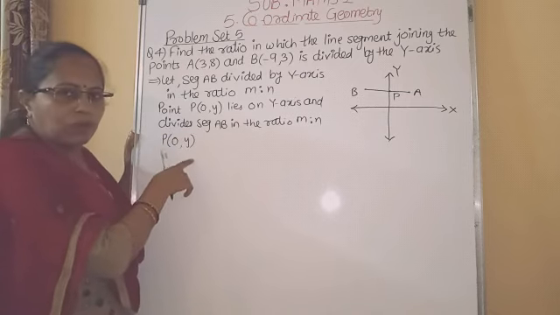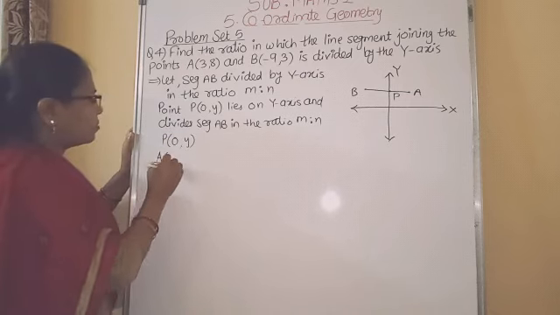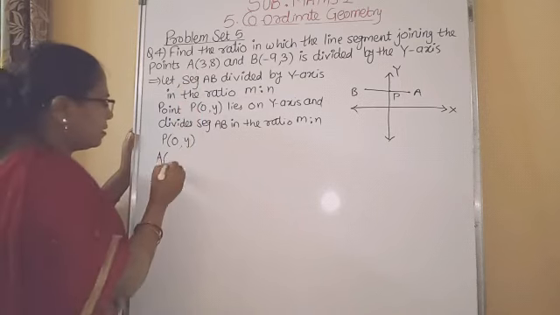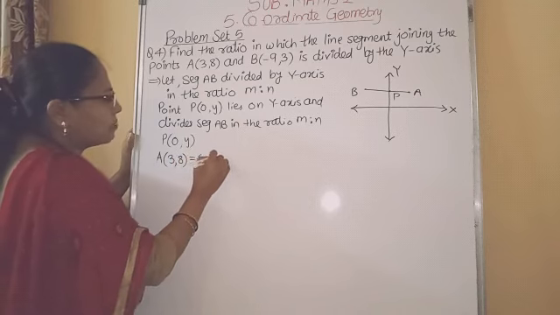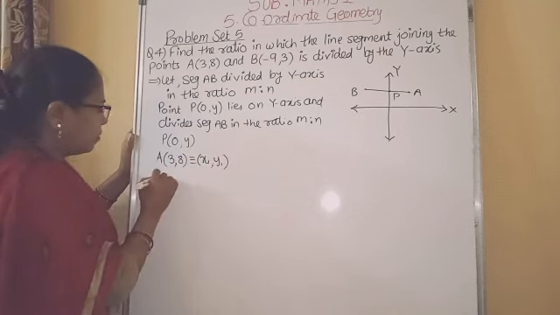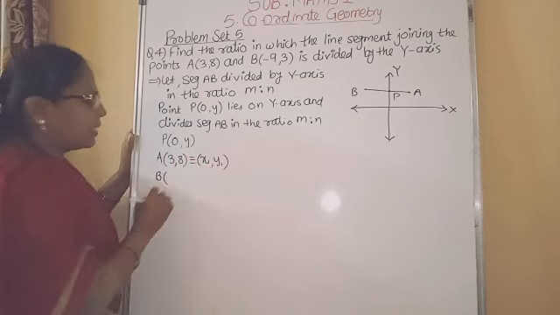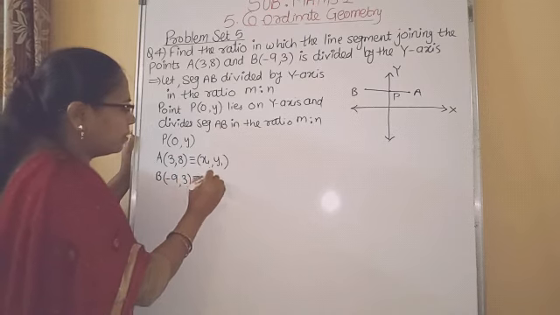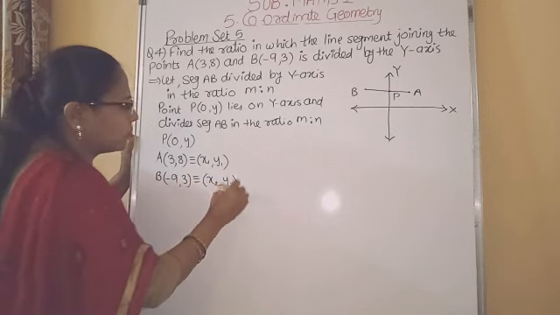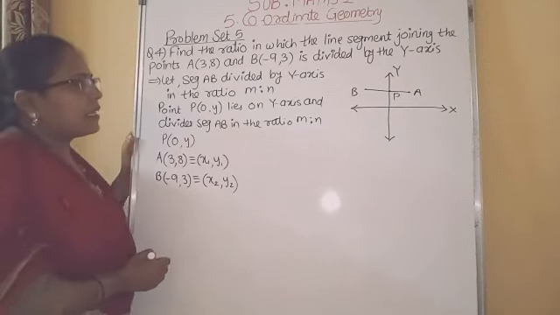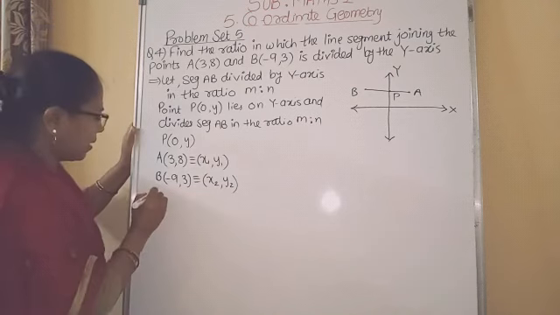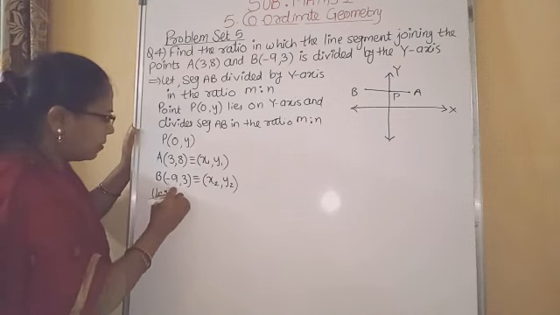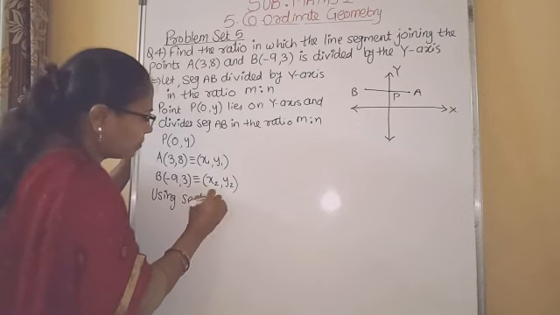Okay. Now, coordinates of point P are (0, y). Coordinates of point A given (3, 8), which we assume as x1, y1. Coordinates of point B (-9, 3), which we assume x2, y2. Okay, now here the segment is divided. So we use which formula? Section formula. Using section formula.